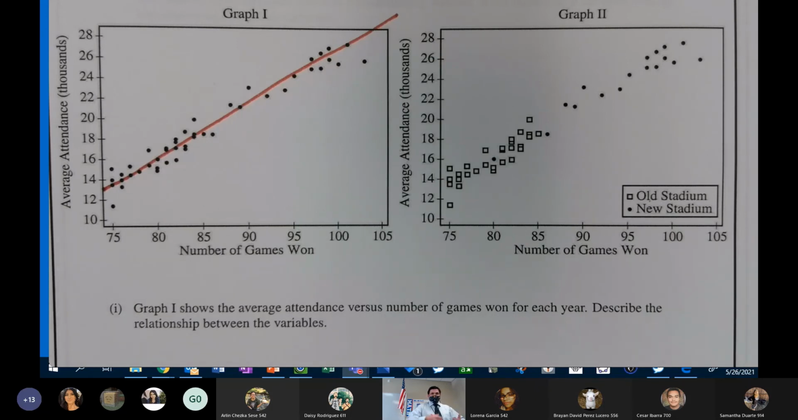And that's it. We don't really need to say any more about that. We've covered those three main things, right? The strength, whether it's positive or negative, and the shape, so to say, whether it's linear or curved or something to that effect. That's what we need to describe the relationship on a scatter plot. So we have a strong positive linear relationship between number of games won and average attendance. Okay.